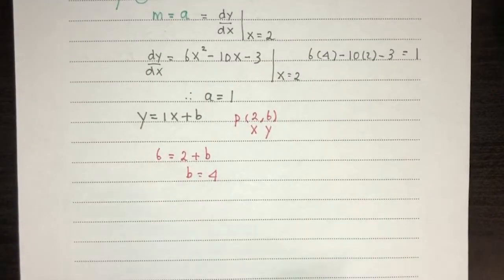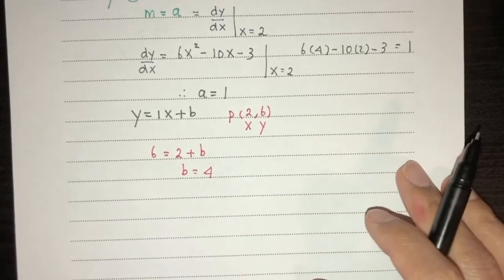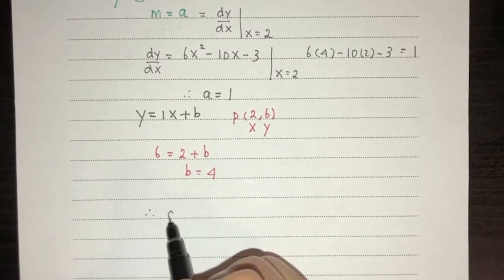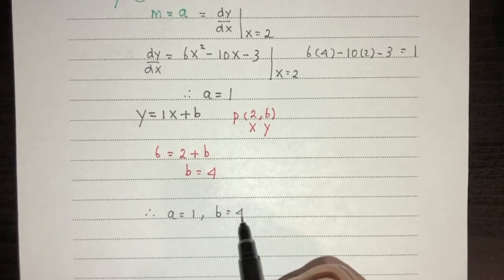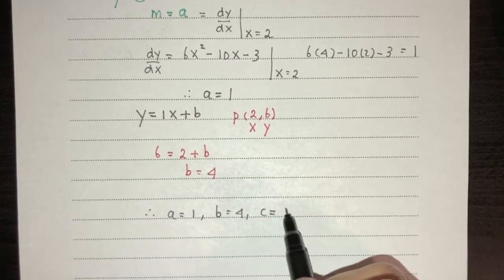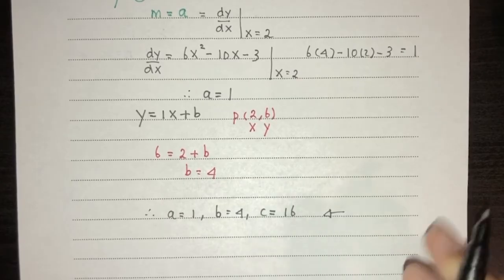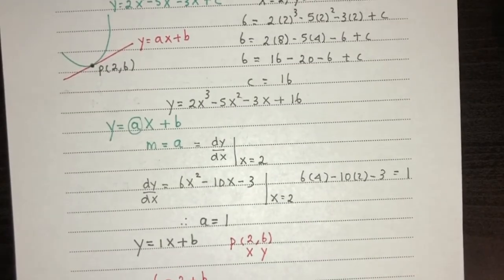So finally, you have found all the values that you need. So let's write this down. The value of a was found to be 1. Value of b was found to be 4. And the value of c was found to be 16. And that will be your question number 3.